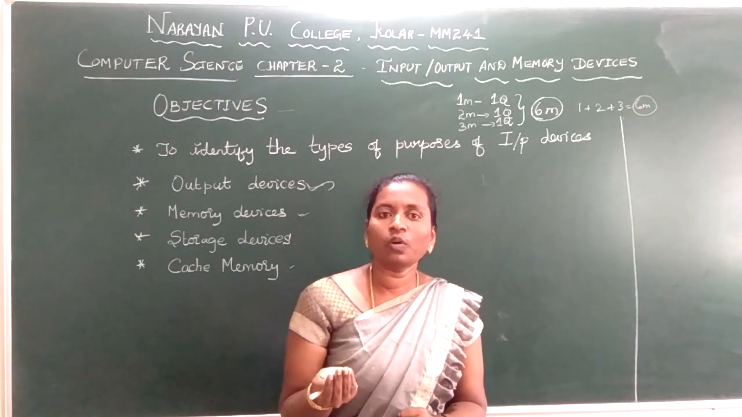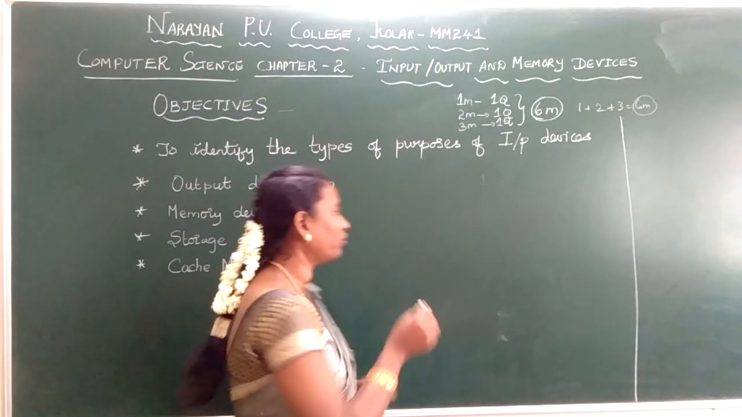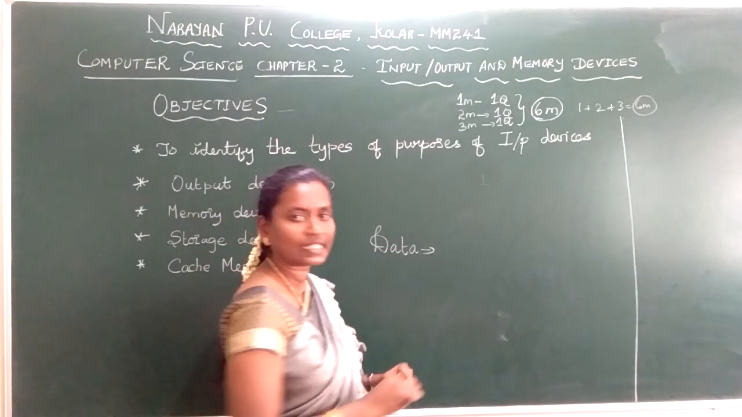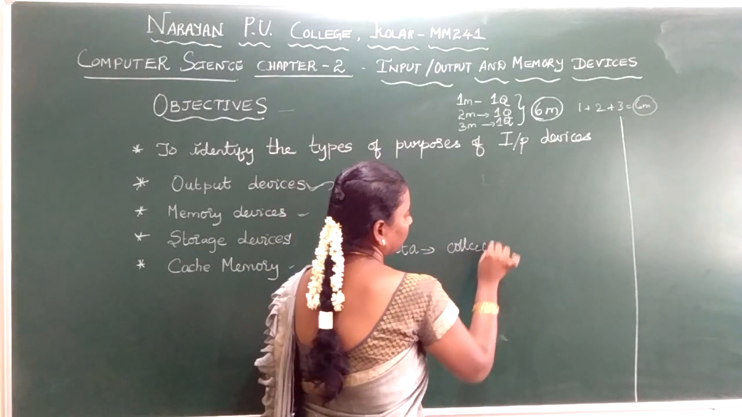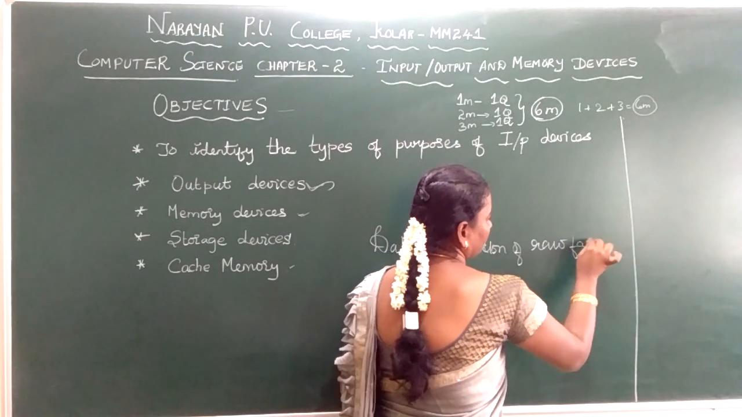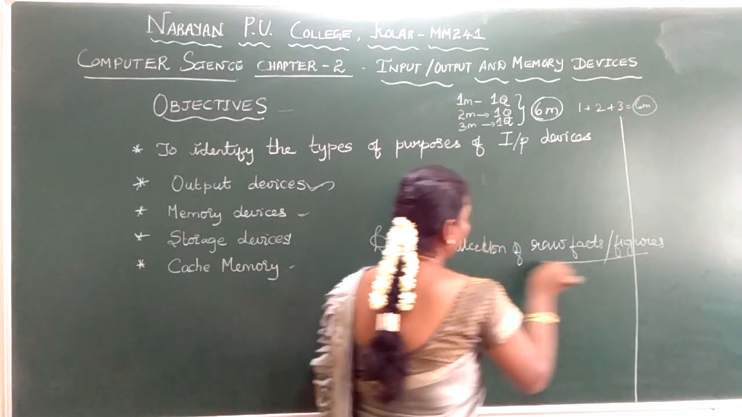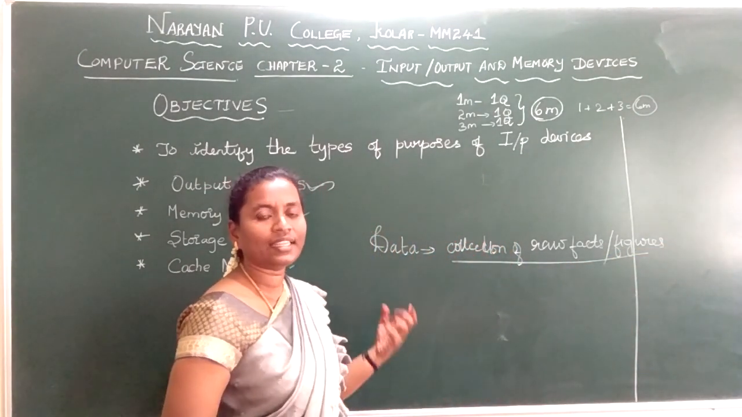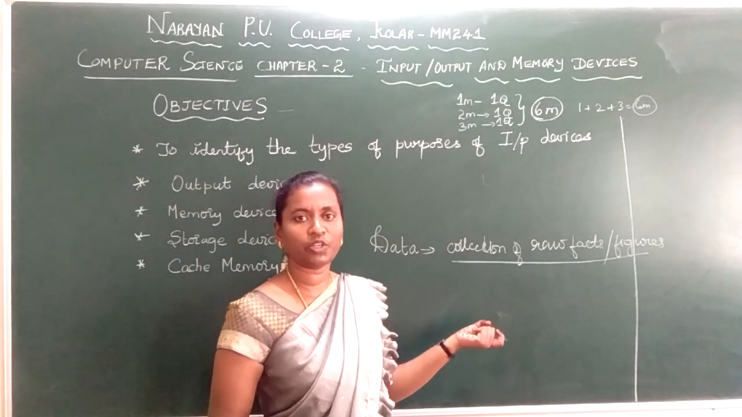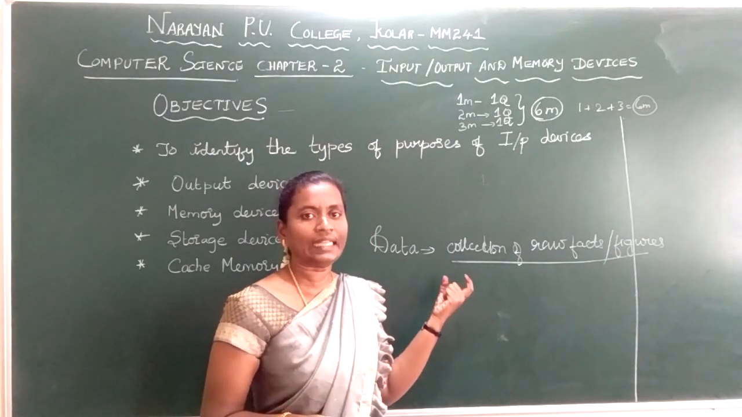So what type of data are we going to feed? Before feeding the data into a computer, first you should understand the meaning of data. You might have discussed in your first chapter, data is nothing but a collection of raw facts, raw facts as well as figures. What is data? Data is a collection of raw facts and figures. It can be numeric, alphabets, text, images, audio, video, etc. Whatever you see in your real-time environment, we consider it as data.